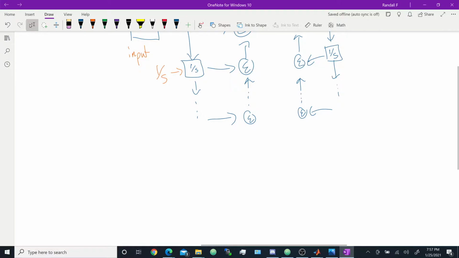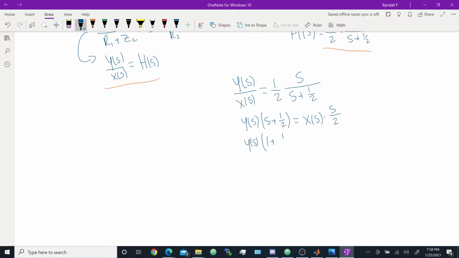So I don't like this format. What I'm going to do is divide everything by s. So I'll have y of s times 1 plus 1 over 2s is equal to x of s times 1 over 2, and those two are equivalent.